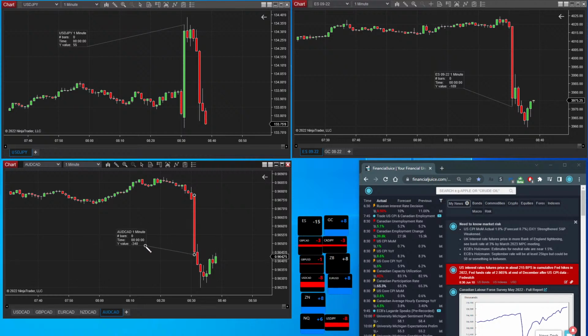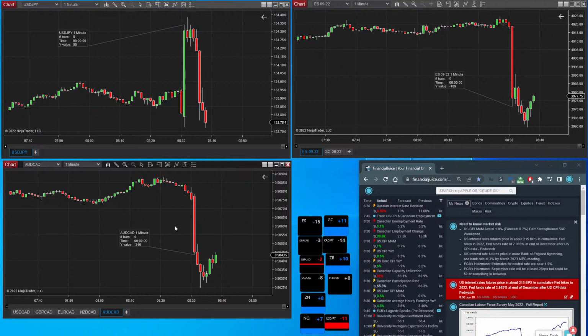Did anyone else get a sixth sense that inflation was going to be higher than expected? Like I said, one month's bit of data is not enough. And lo and behold, there you go. So that was about 34 pips towards the downside on the Aussie dollar CAD.